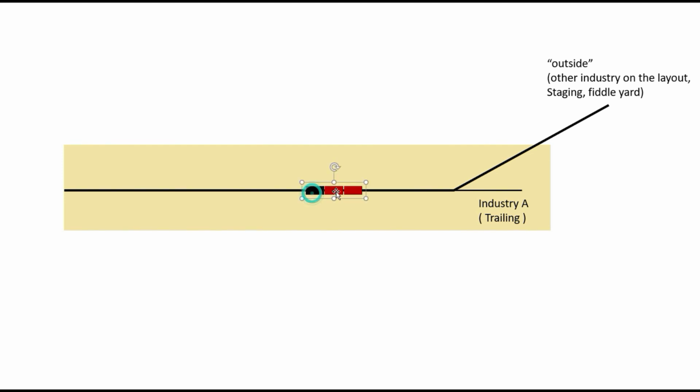So we have a train here with a locomotive and two cars. It comes in from, let's say, outside of the layout. This can be just around the loop or from a fiddle yard or staging yard, and it can easily back up into this industry as it is a trailing industry and drop off a car.